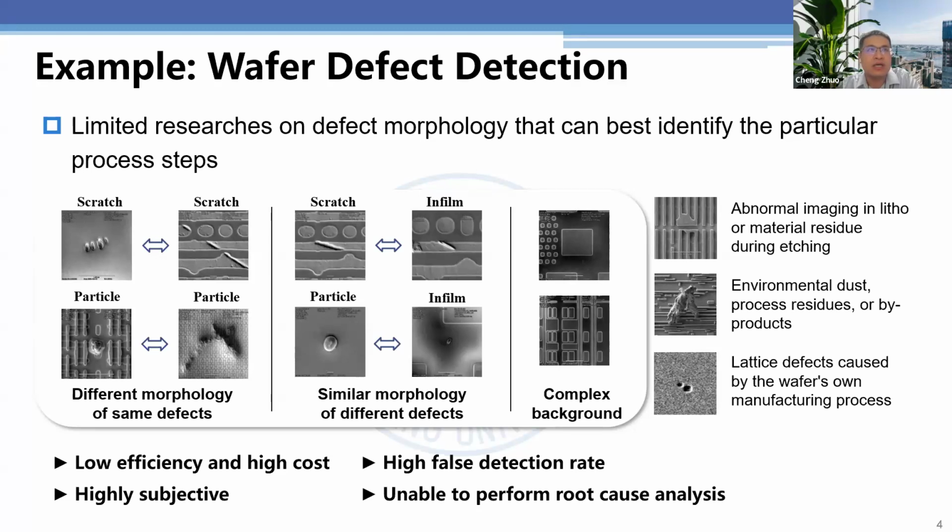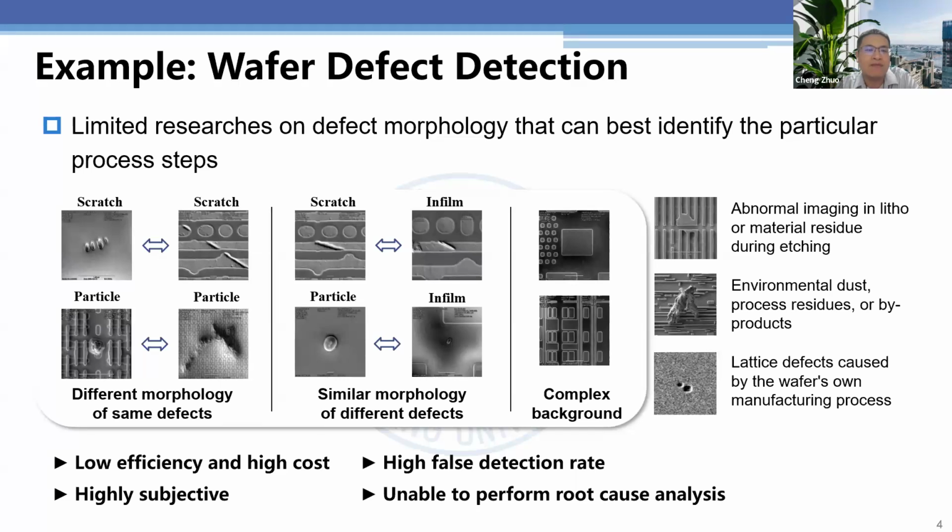So you can see here, for the 4 figures on the very left, the different morphologies can actually be of the same defect. For the first 2, they're both scratches, but they can have quite different shapes. And for the row of particles, they also look different, but are of the same defect type.